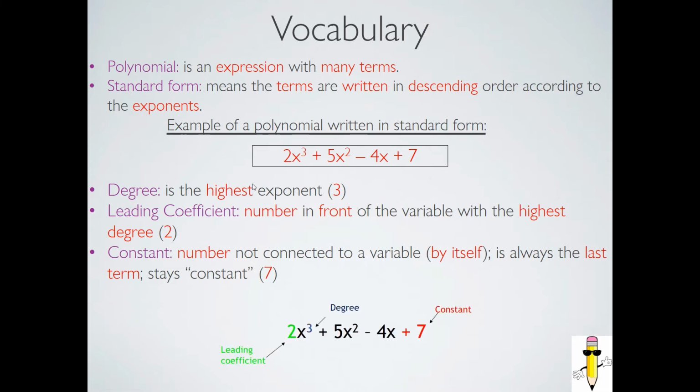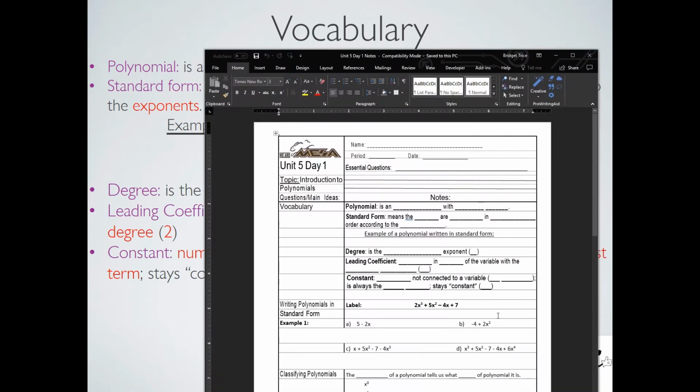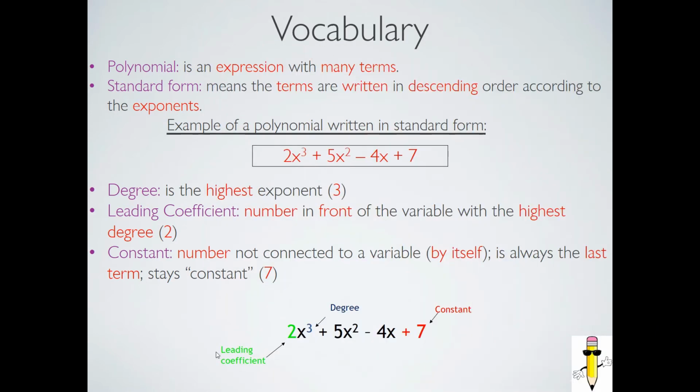In your notes, right here, if you take a look, you need to make sure that you label this, and this is what you would label it as. You're going to label where the leading coefficient is, the degree, and the constant.